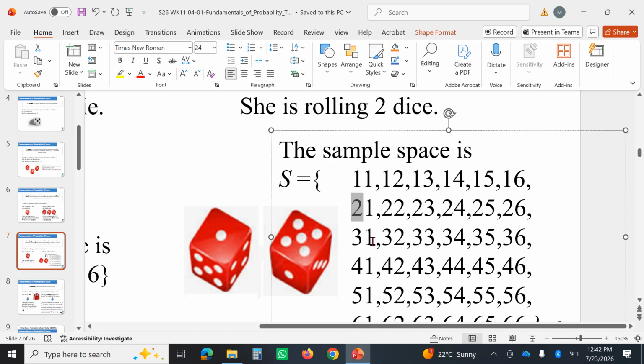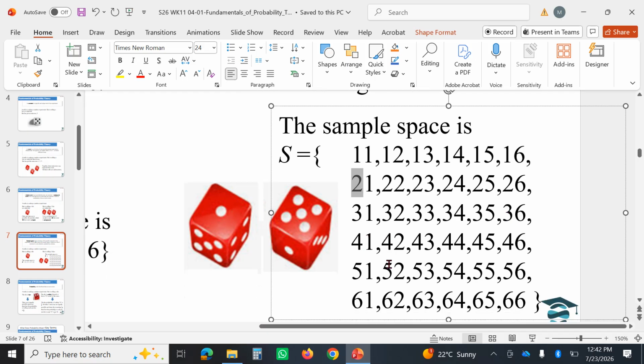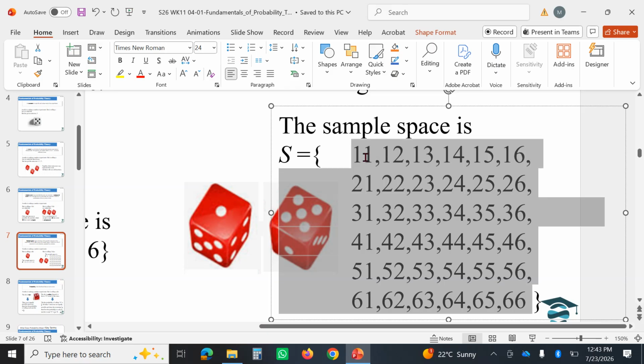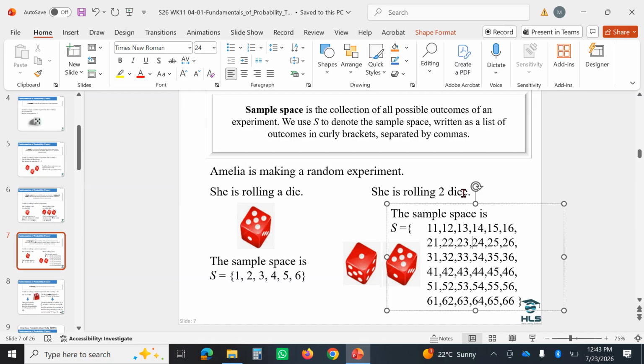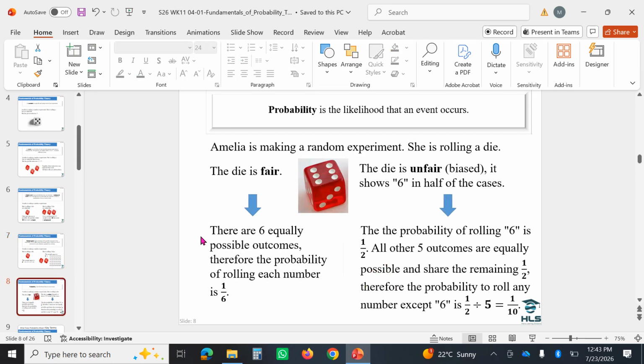First dice 3, 1, 2, 3, 4, 5, 6. First dice 4, 1, 2, 3, 4, 5, 6. First dice 5, 1, 2, 3, 4, 5, 6. First dice 6. Okay, and you'll see there that there's 36 possible outcomes. So the sample space for this experiment with 2 dice is 36 possible combinations. If there's only 1 die, there's 6. So you see that there. 1 die, 6. The other die, 6. 6 times 6, 36. Interesting. Okay, let's keep on moving.